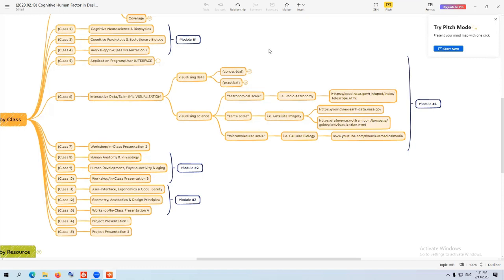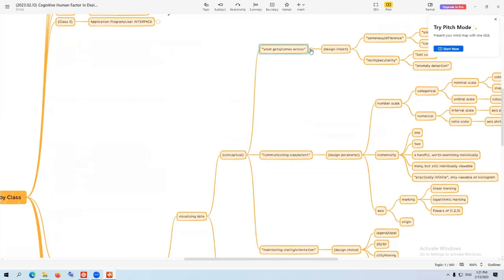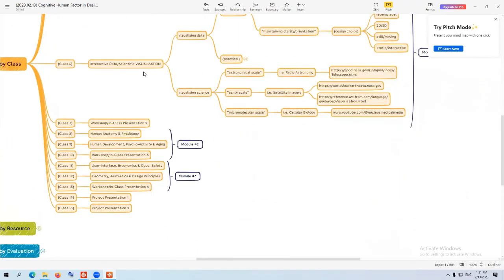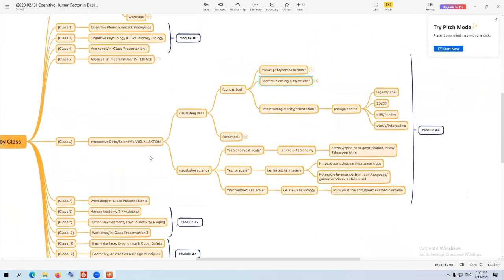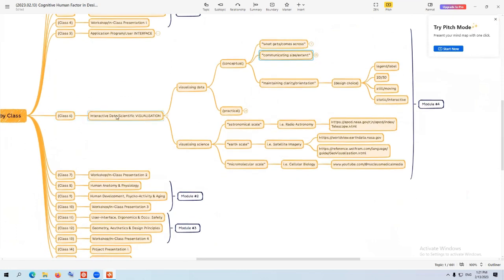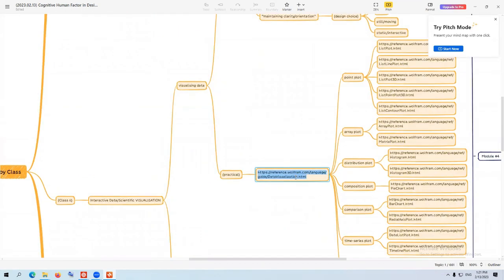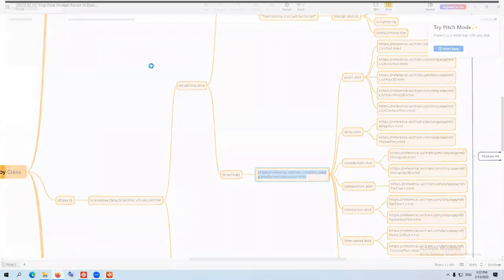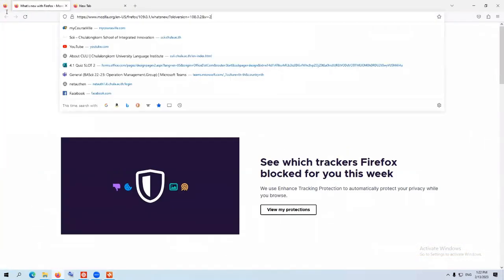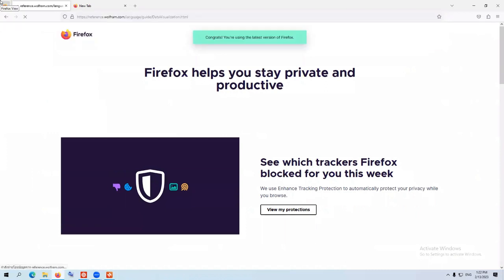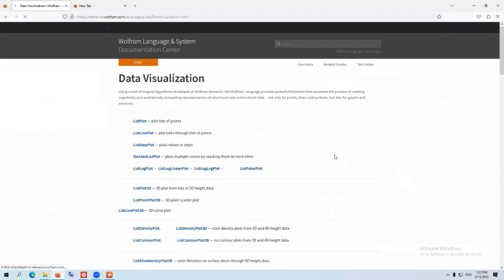Grab this. Now, let me open this page. Okay. So this is a page that I'll be using to guide.